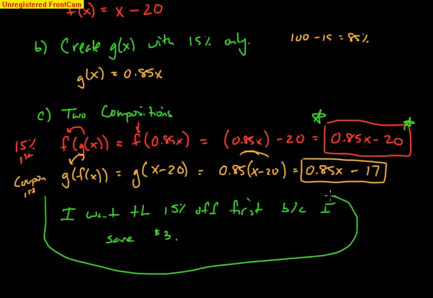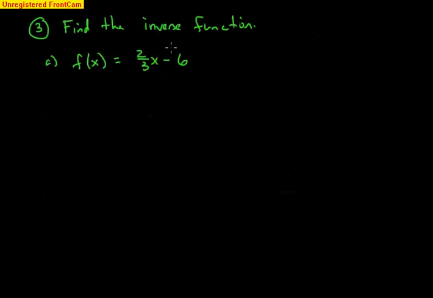And in this world, I want to save any penny I can get, even if it's just $3. Okay? That's important to me. So that's what I would want as the consumer. I want the 15% off first because they take away $3 extra from the price. There's how we do the real life example of composition of functions.